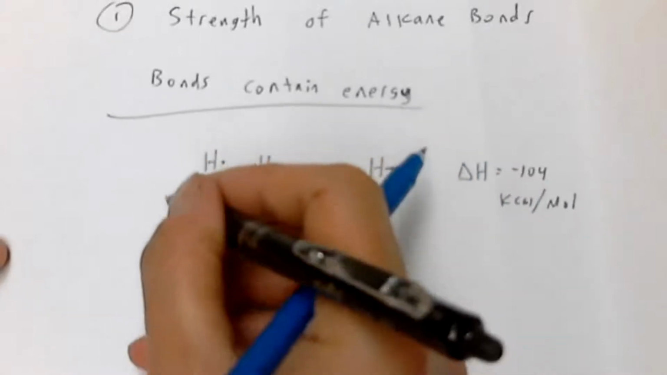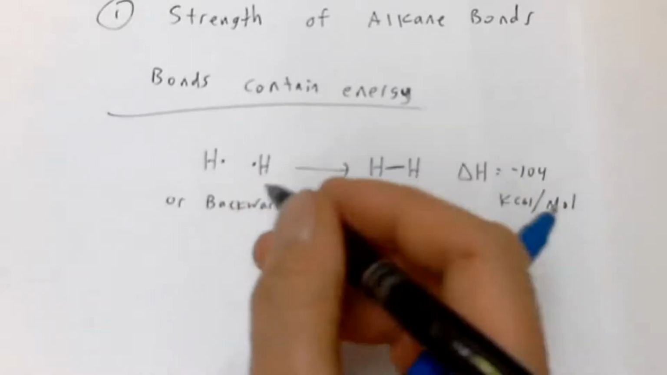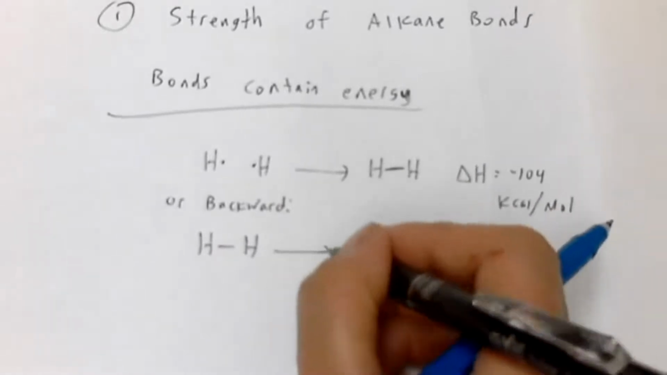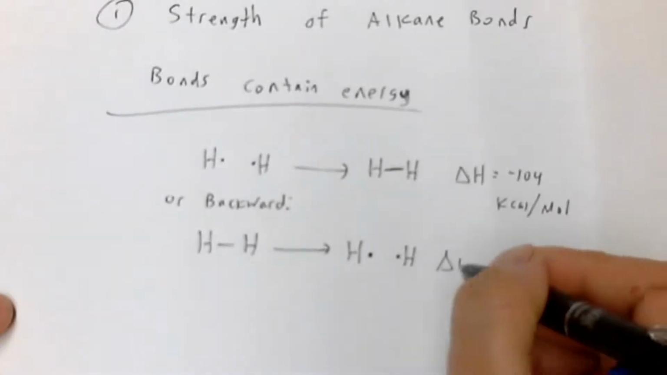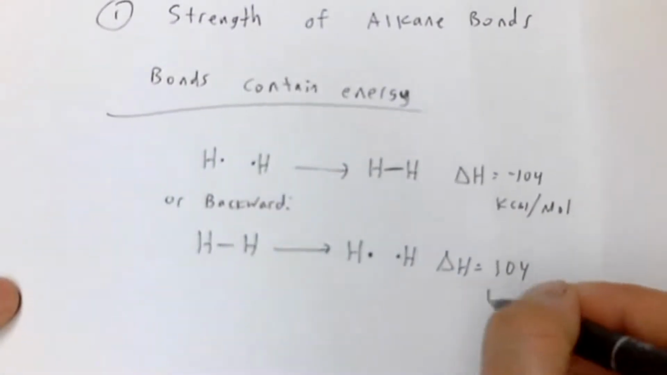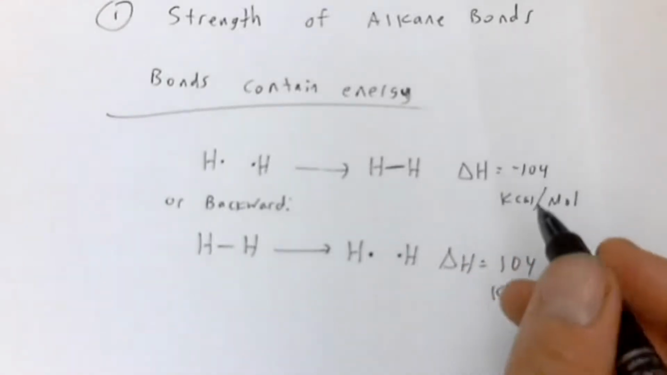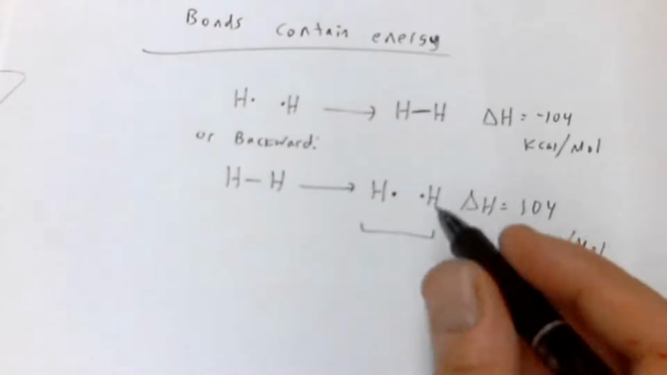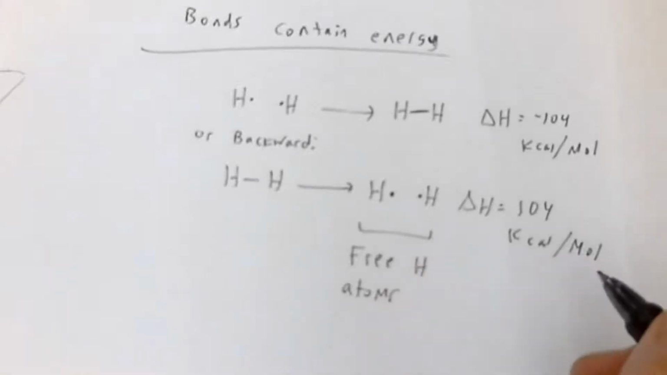We can imagine going backwards. For every forward, there's a backward, right? So I could imagine H and H breaking. The bond could be formed or the bond could break, and delta H should be the opposite, and it is 104 kilocalories per mole. And these H dots, we call free hydrogen atoms.